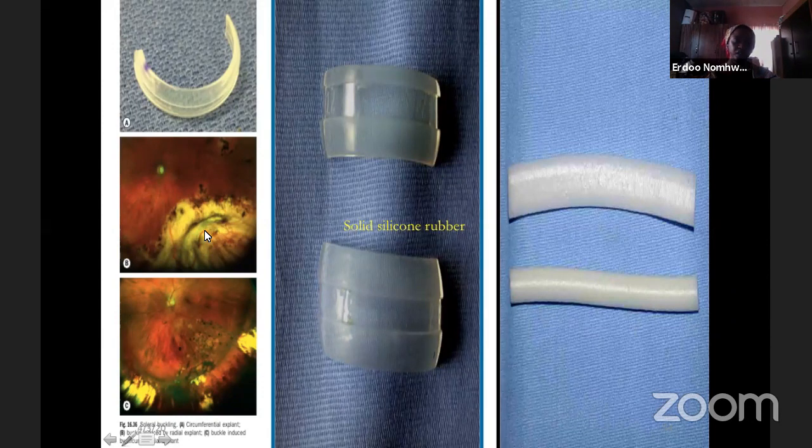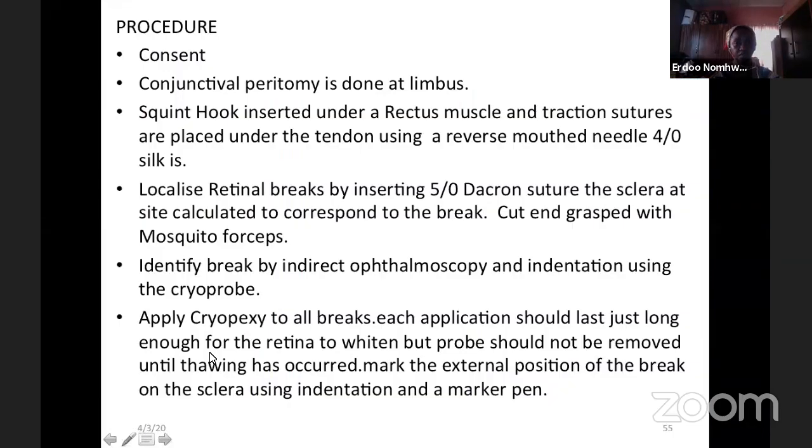So in this diagram, you can actually see that a buckle has been created here. I can't really see the explant here, but a buckle has been created, and then with time, it has healed. And you'd see that that's the area where the retinal tear was initially.